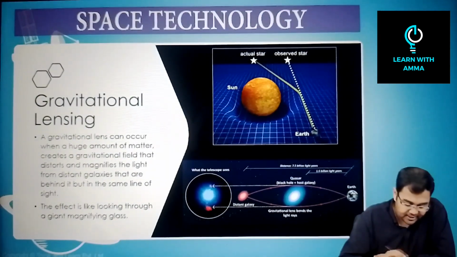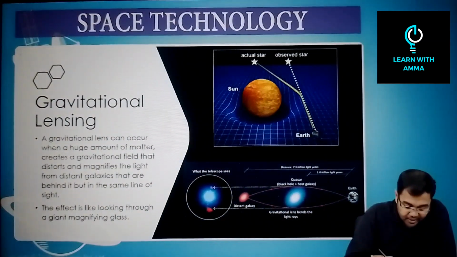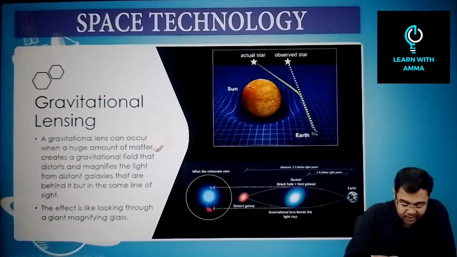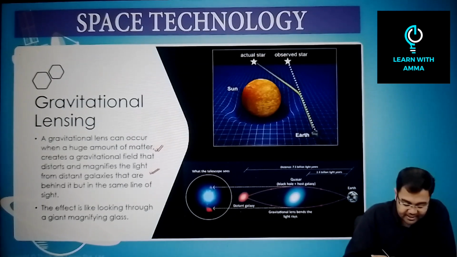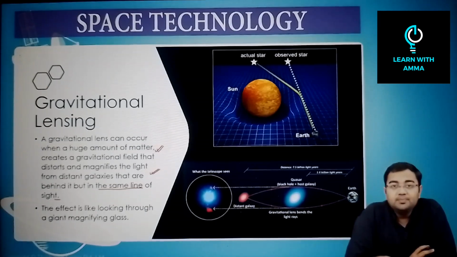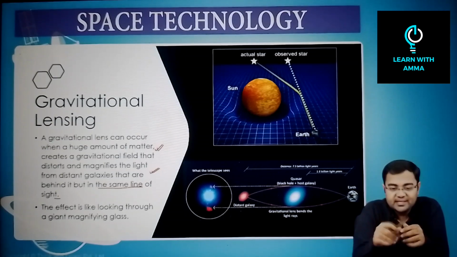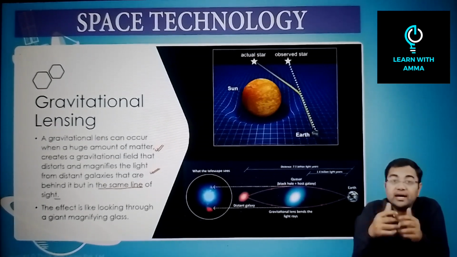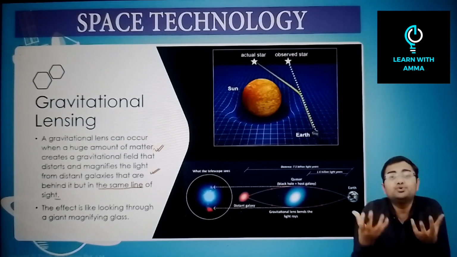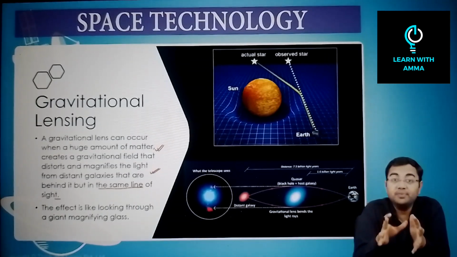So first of all, if you look at this definition, this is how we define gravitational lensing. A gravitational lens can occur when a huge amount of matter creates a gravitational field that distorts and magnifies the light from distant galaxies that are behind it, but in the same line of sight. What do we mean? We simply mean that when you have a large cluster of galaxies, then you would have a large amount of mass associated with it, and of course it's huge, it's massive, and because of that we see that space-time will be distorted.